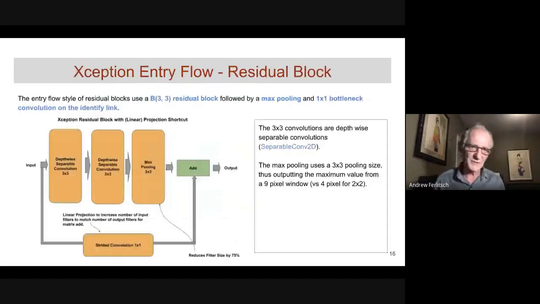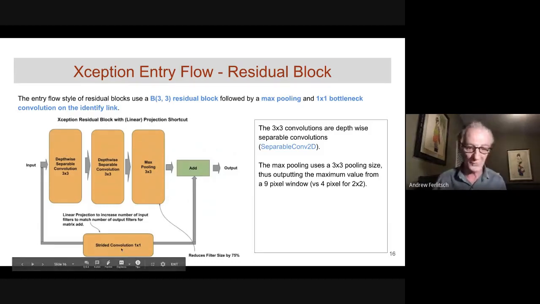So the Xception entry flow residual block used the B33 style, which means that it was a stack of 2 3x3 convolutions, and then it's followed by a max pooling. And additionally, the identity link used a 1x1 strided convolution.